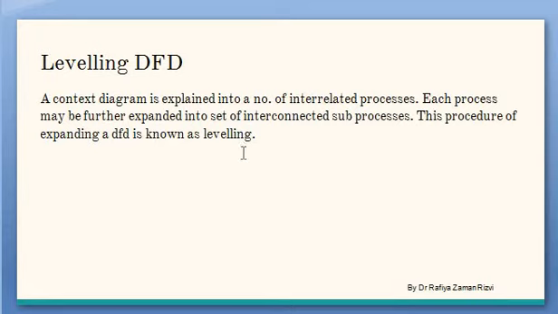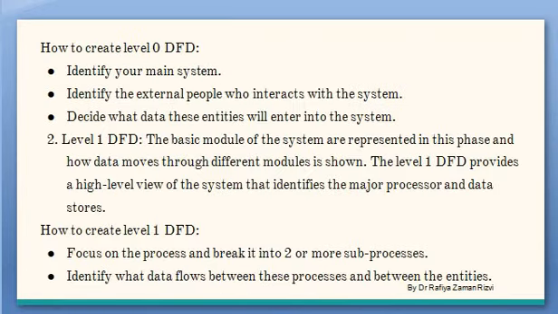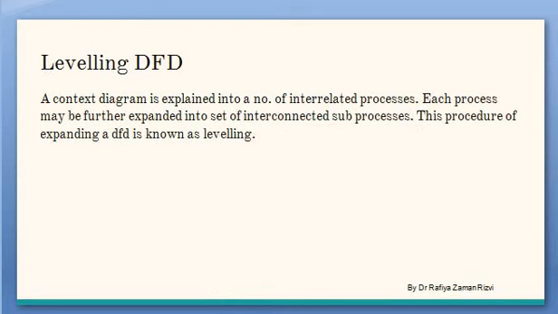Okay, next there is a concept known as leveling of DFD. So a context diagram is explained into a number of interrelated processes. Each process may be further explained into a set of interconnected subprocesses. This procedure of expanding a DFD is known as leveling. So just like we did here, all these three processes are also leveling of DFD.